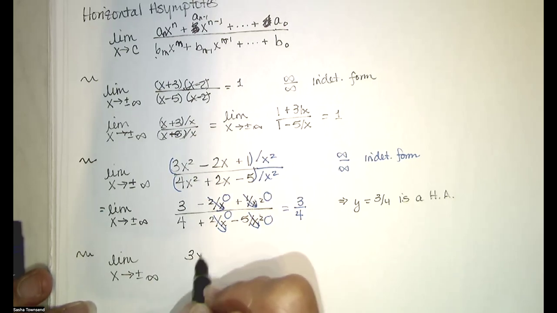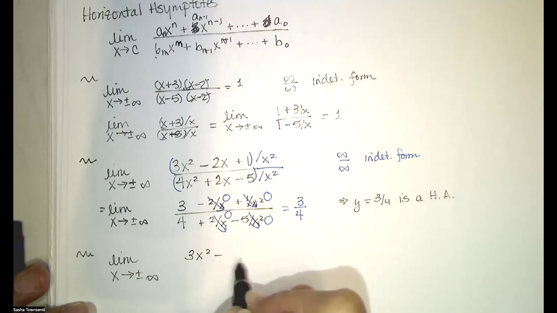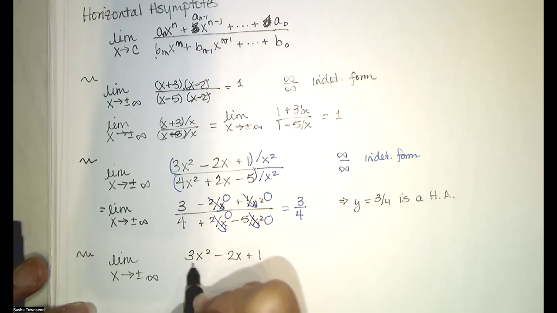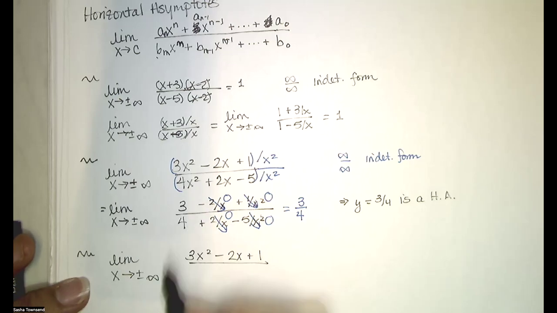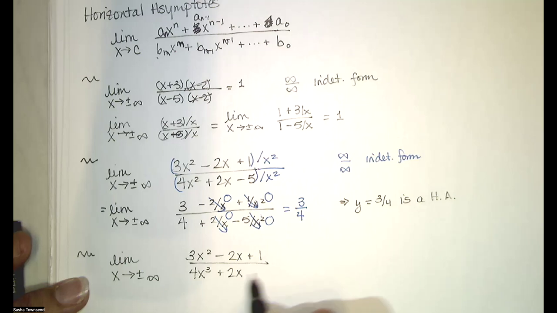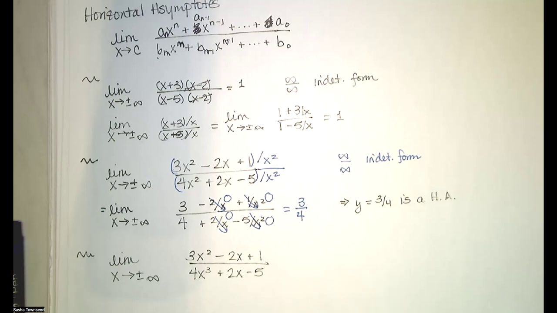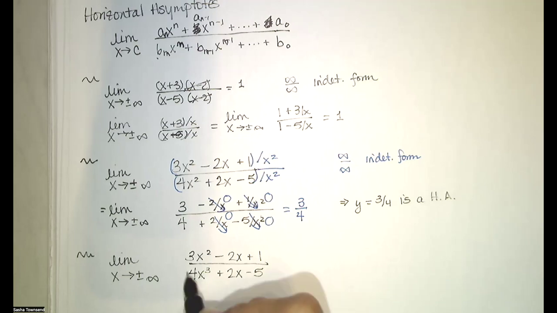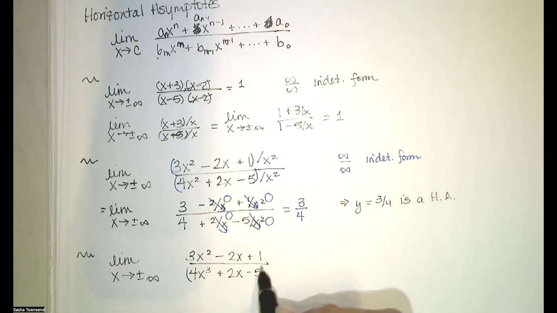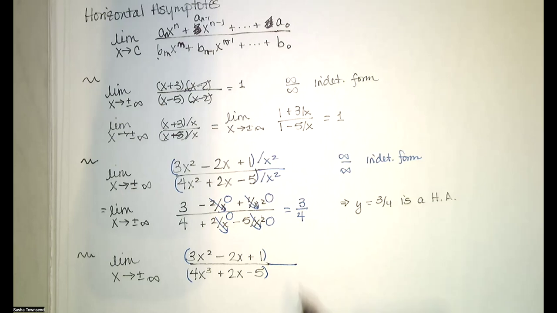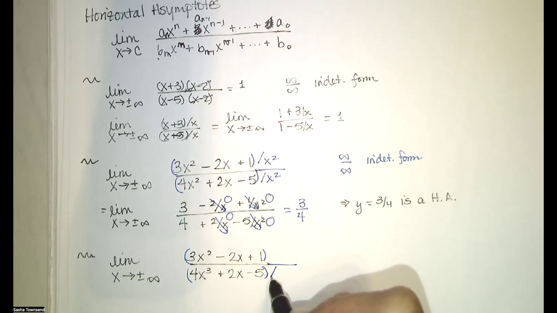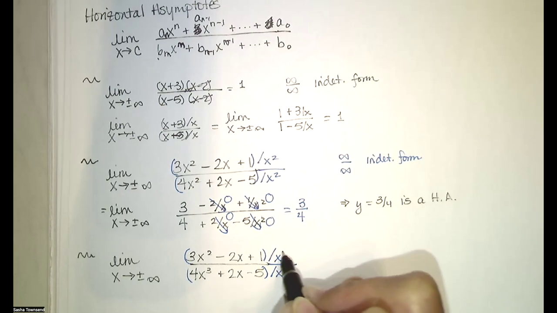So maybe we've got a 3x squared minus 2x plus 1. And maybe rather than having a 4x squared there, we've got a 4x cubed plus 2x minus 5. Now the degrees of the numerator and denominator are not the same, so we might not get a finite answer. But we're going to handle it in the same way that we handled it before. We're going to divide by the highest power of x in the denominator. The highest power of x in the denominator is that x cubed, so we divide everything by x cubed.